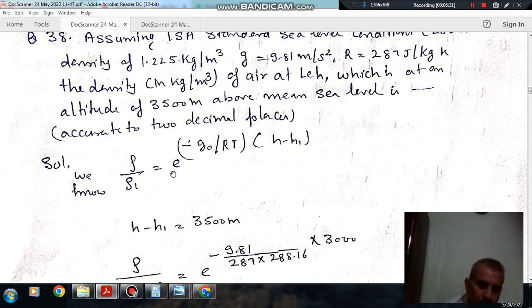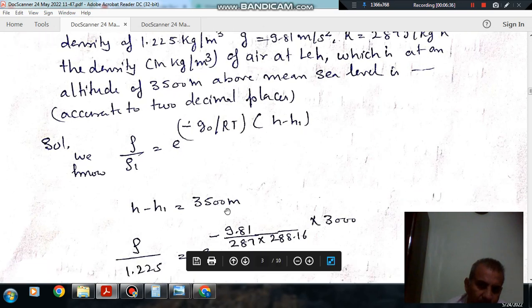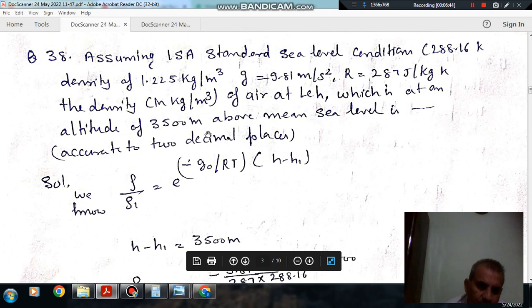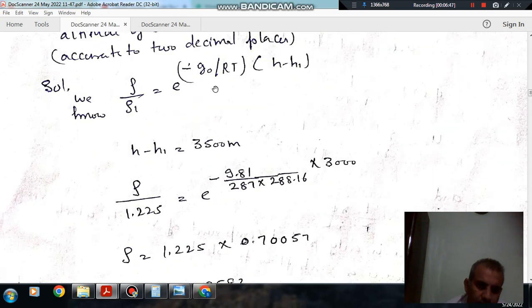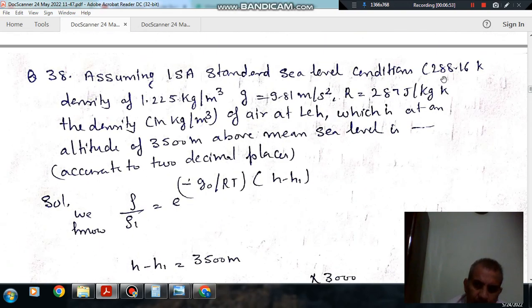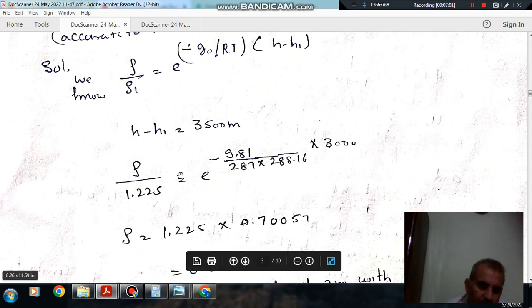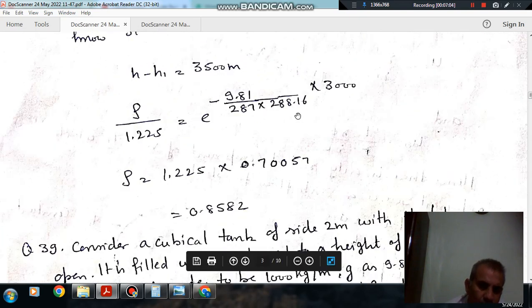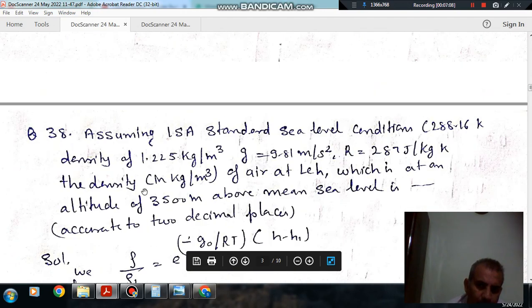So rho by rho 1 is equal to e raised to minus g naught by RT times (h minus h1). So h minus h1 is 3500 meter, because the altitude is given as 3500. And g is 9.81, R is 287, T is 288.16, and the density at sea level is 1.225. So we can find the density at this height. Solving this, we get 0.8582 kilogram per meter cube.